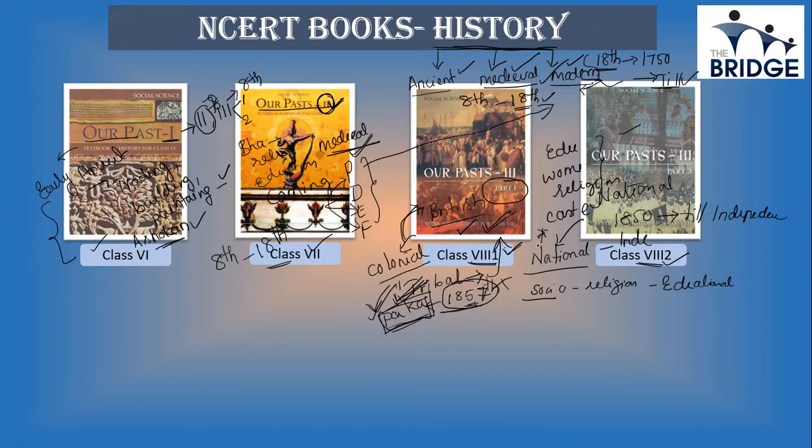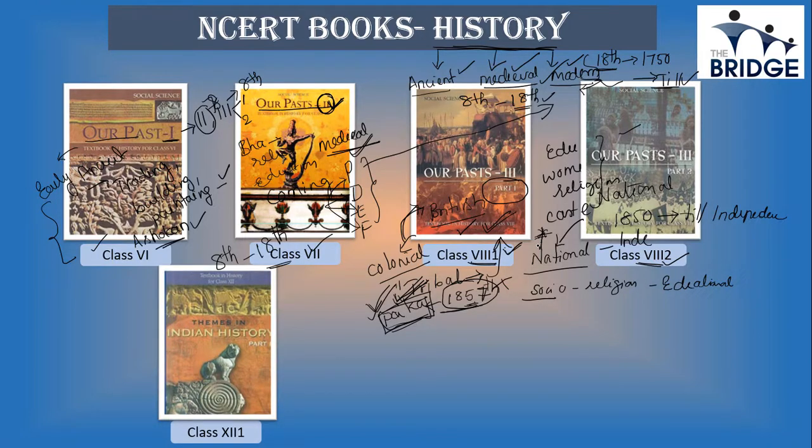Now moving on, after that there will be a jump. We don't have to go through the 9th, 10th and 11th class books. We can directly go to the 12th class book, Themes in Indian History, because there is redundancy and you can cover a lot of information from the 12th class book itself. So moving on, the 12th class book is named Themes in Indian History.